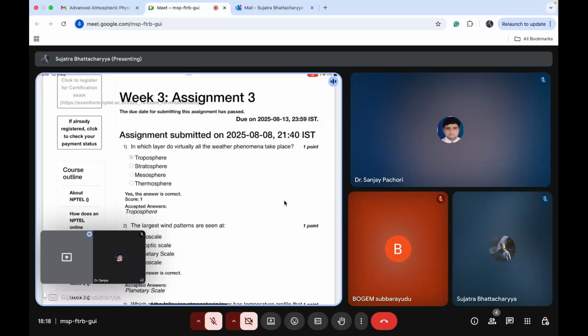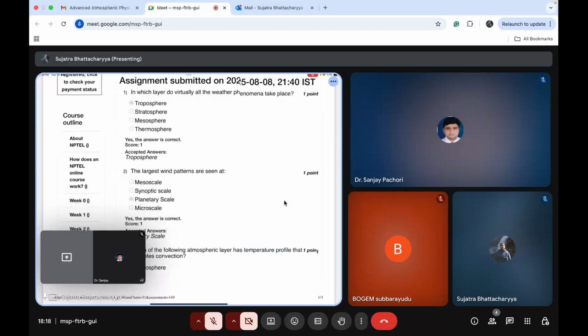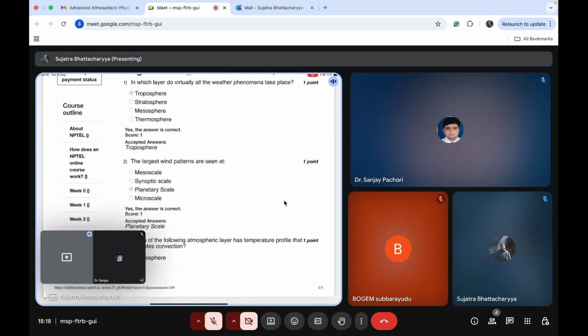So the first question, the answer is troposphere. Weather phenomena occur in the troposphere, be it tornado, be it cyclone, be it anything. Right. The second one is the largest wind patterns are seen at. So now questions are on the scale, different scales. You have different scales: mesoscale, synoptic scale, planetary scale, and microscale. We have discussed last time. So generally, largest wind patterns are seen in the planetary scale.